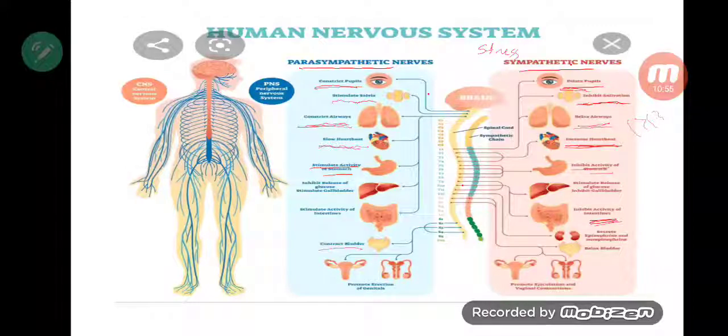Parasympathetic contracts the bladder, and the sympathetic will relax the bladder. So when you are stressed and the bladder is full, the sphincter of the urinary bladder will become relaxed and you may lose your urine.